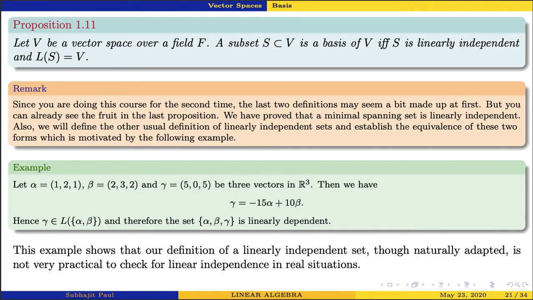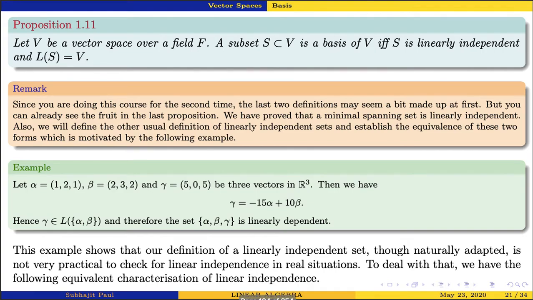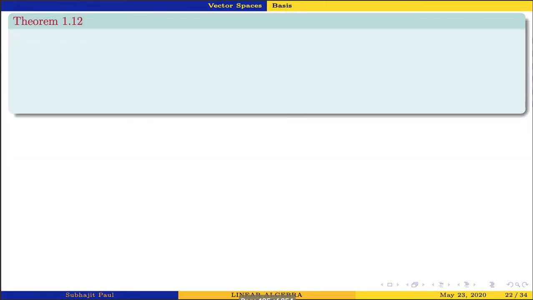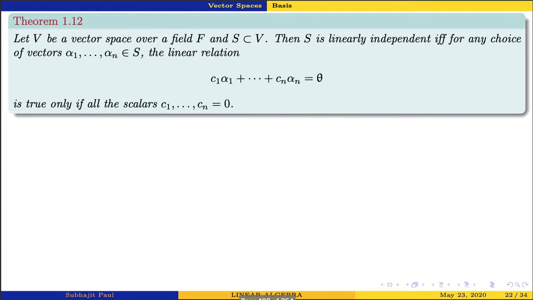So this example shows that our definition of a linearly independent set, though naturally adapted, is definitely not very practical to check for linear independence in real situations. To deal with that, we have the following equivalent characterization of linear independence, and this is the characterization you know as the definition of linear independence so far. So this is the theorem.